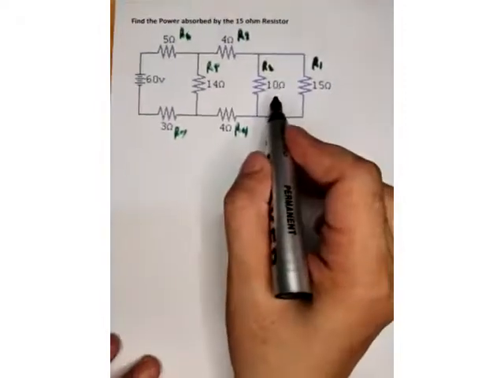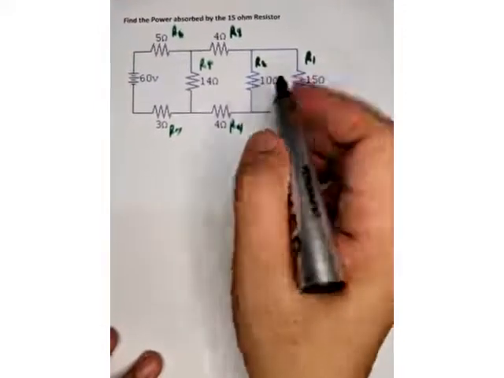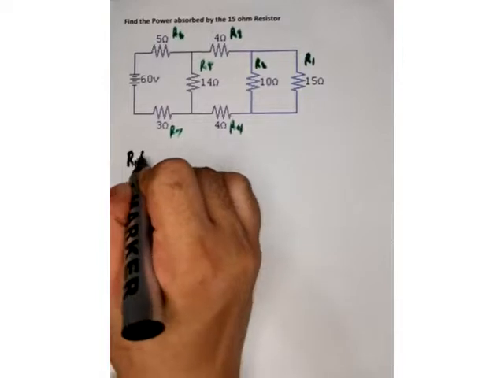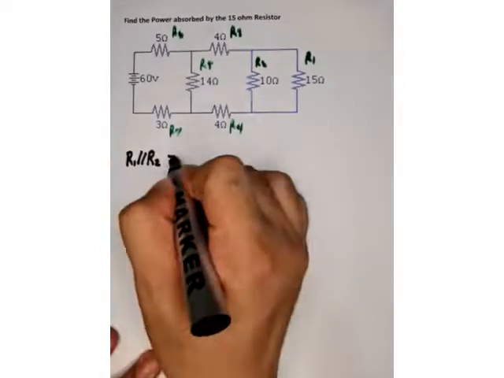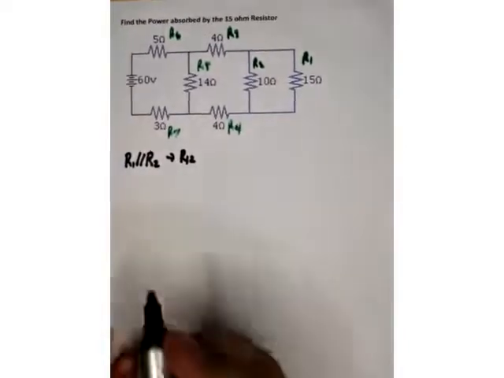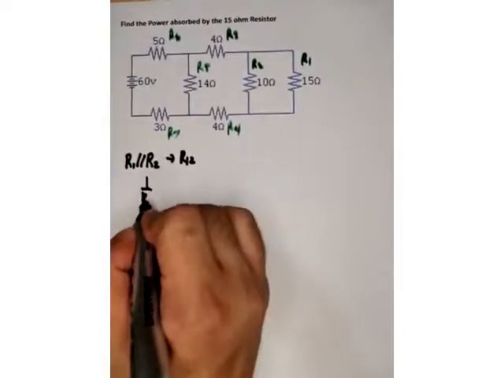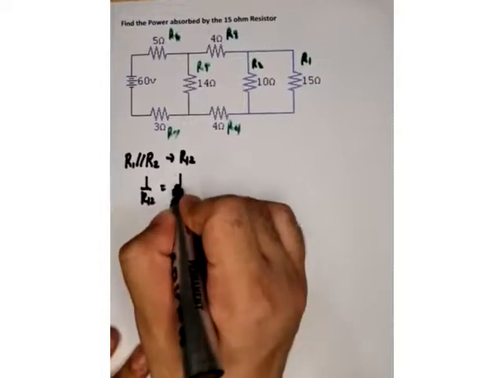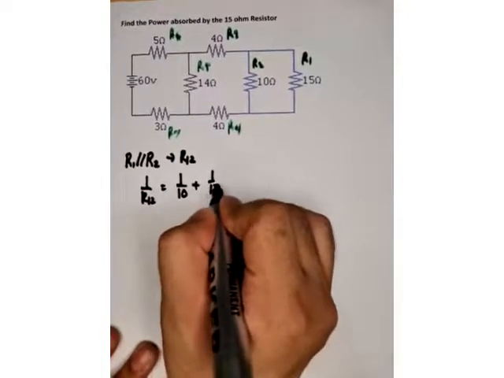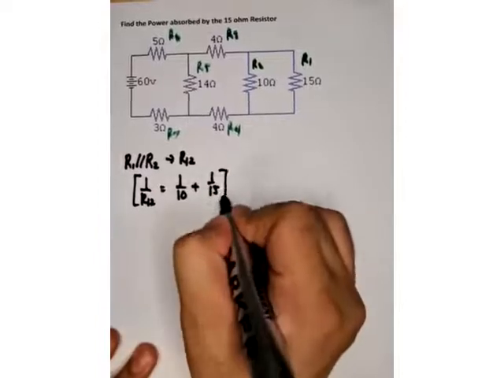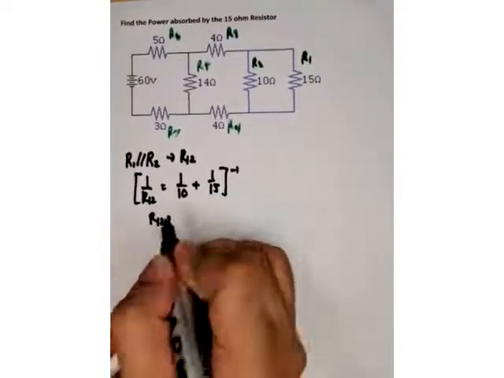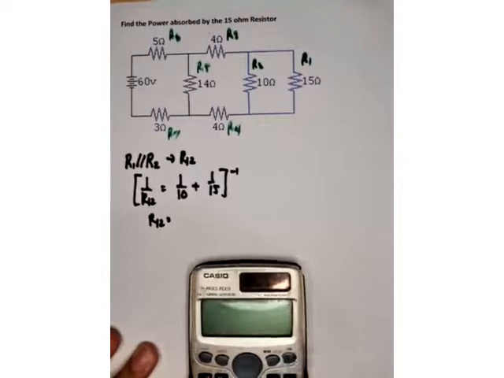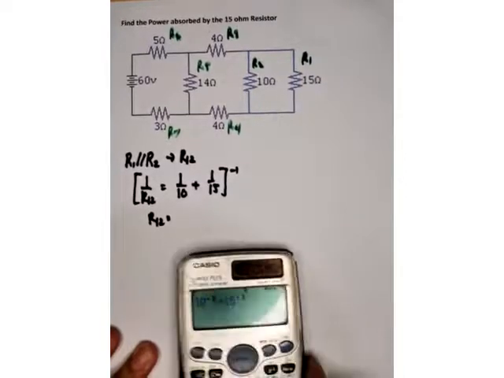Okay? So, first these two. What kind of combination do they have? R1 is in parallel with R2, and let's call the combination R12. So, 1 over R12 is equal to 1 over 10 plus 1 over 15. And then get the reciprocal. So, R12 is 6 ohms.